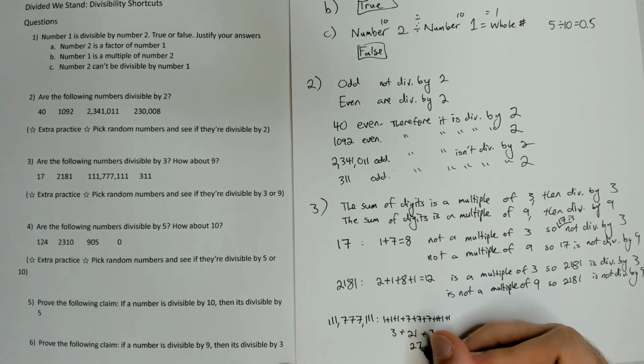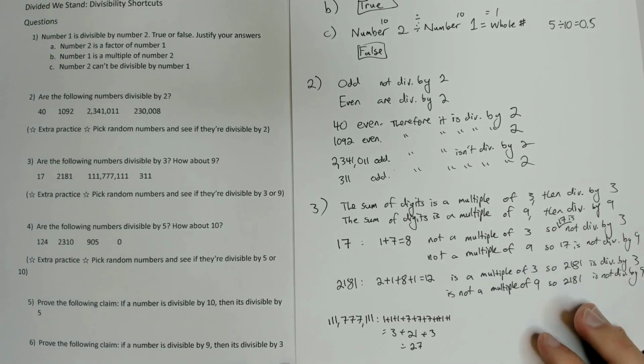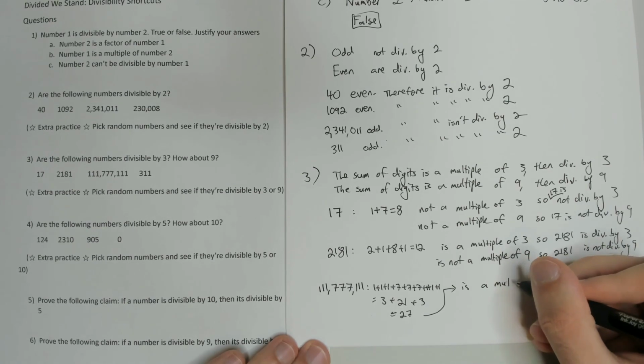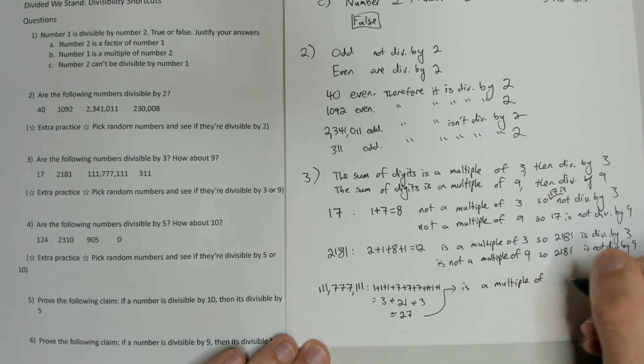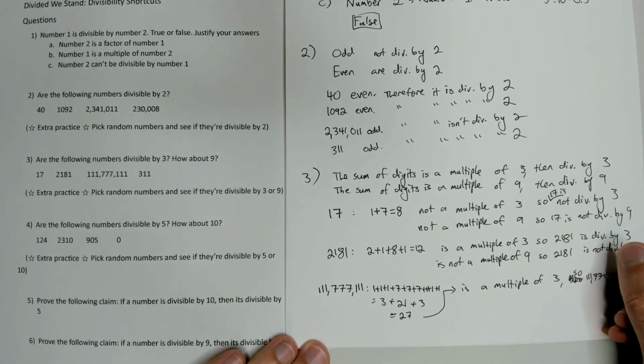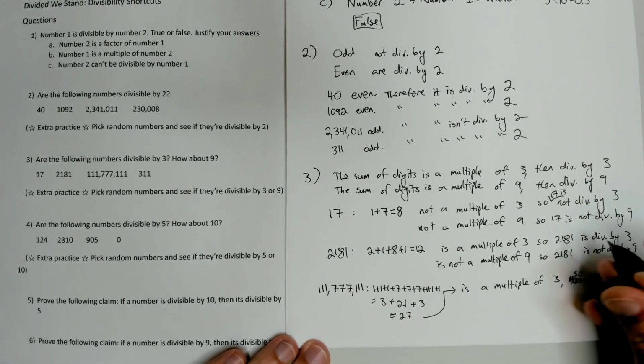That is 27. 27 is a multiple of 3, right? 3 times 9 is 27. So that means this number here, 111,777,111, is divisible by 3.